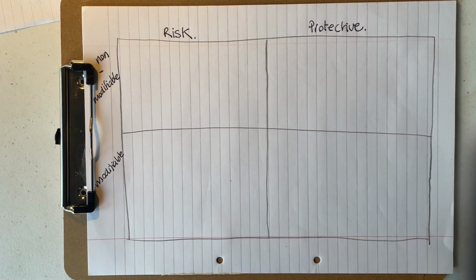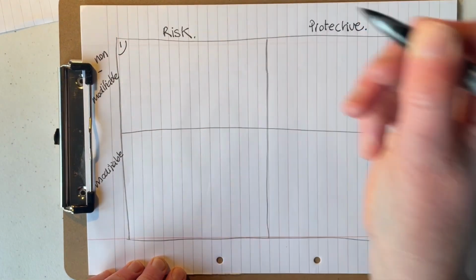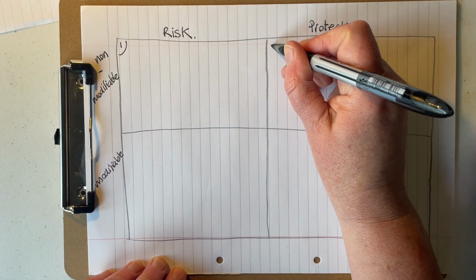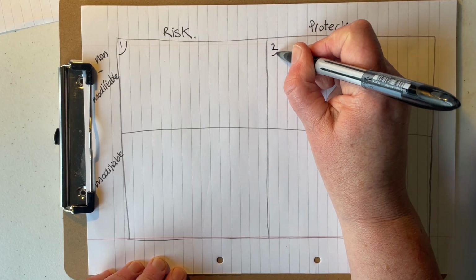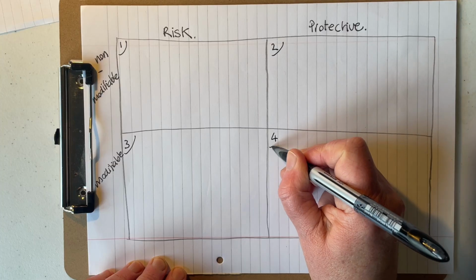So I'm going to number them. So this is quad 1, quad 2, quad 3, and quad 4.